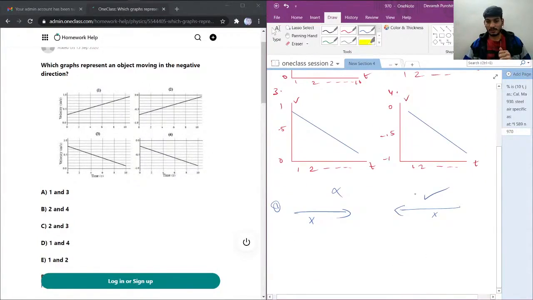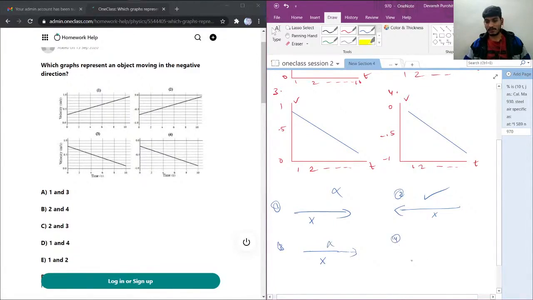Then for third one, my magnitude is decreasing, but again I have positive values here. So if I draw the vector for this, the magnitude decreases, but the vector is pointing in positive direction because all the values here are positive. Therefore this is not going to be the solution.